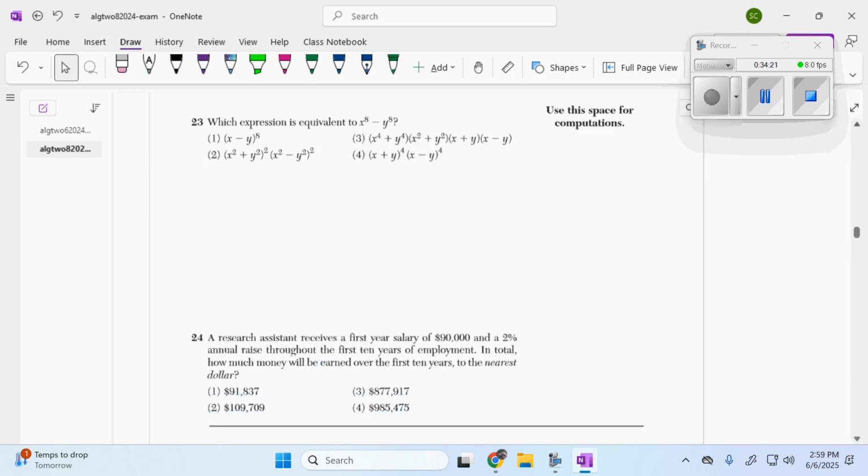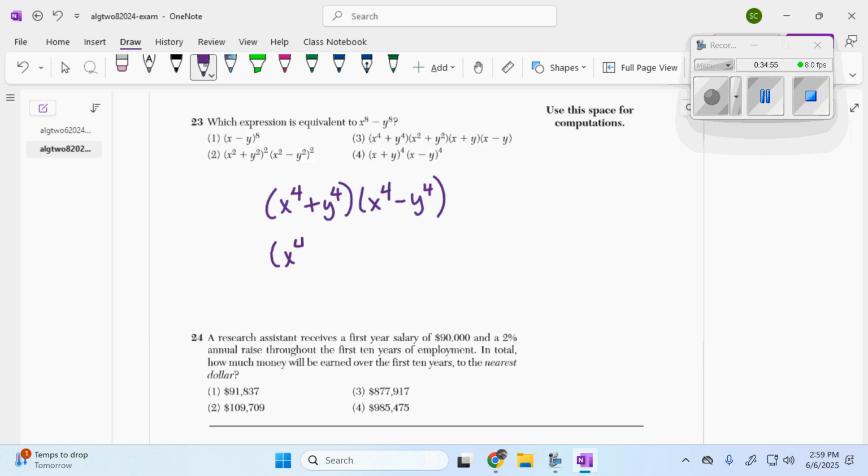Number 23 is another one of those equivalent ones. You can graph the original and then graph all 4 choices and see which one matches in graph. However, the essence of this question is, can you do difference of 2 squares? So if we wanted to do difference of 2 squares here, we'd have x to the 4th plus y to the 4th, x to the 4th minus y to the 4th. Remember, it's always plus and minus, and then we're just essentially taking the square root of each part, or halving the exponent. We know that we can't factor this first one because it's a sum of 2 squares, so we're just going to leave that.